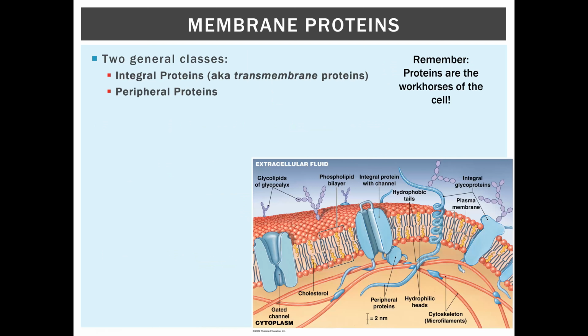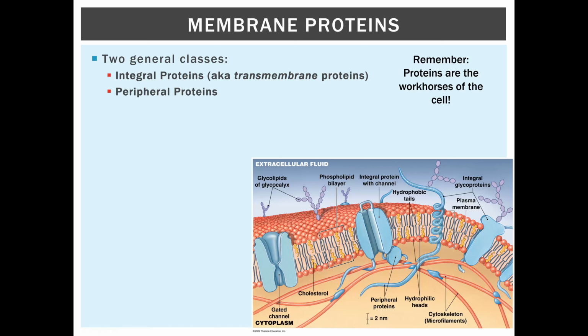So membrane proteins are proteins that are associated with the membrane. There are two classes. There are integral proteins, which are proteins that are embedded into the membrane. These can sometimes also be called transmembrane proteins because they span the entirety from one side to the other. And then you have peripheral proteins, which are associated to the membrane but not embedded in it. And remember, proteins are the workhorses of the cell. We mentioned that back in chapter 2.